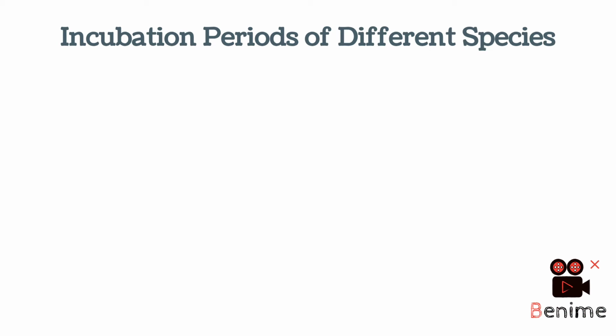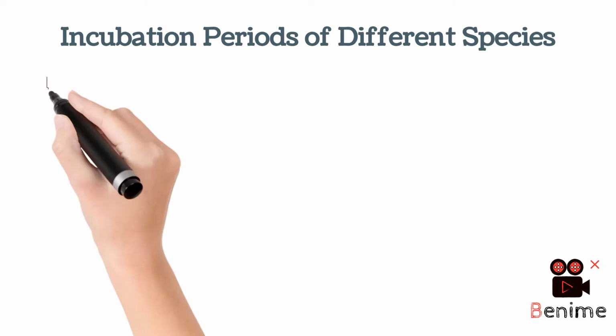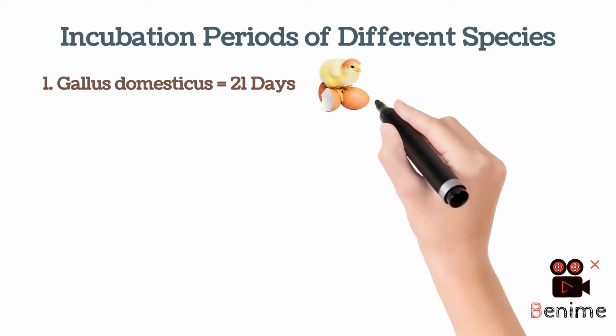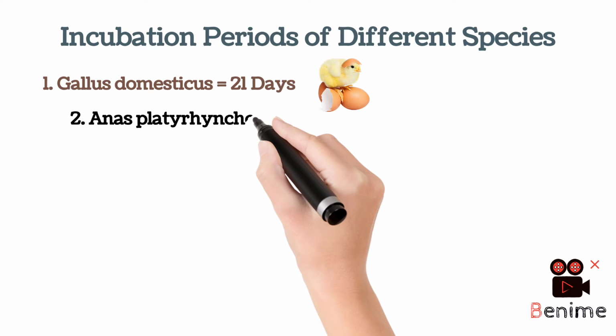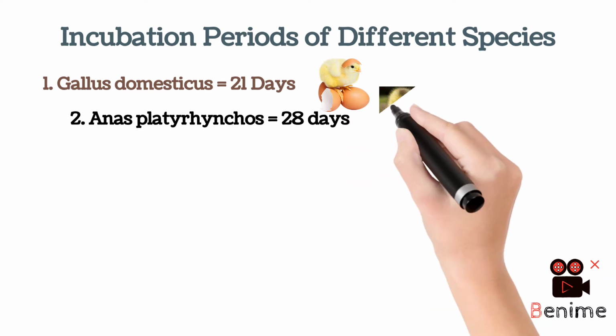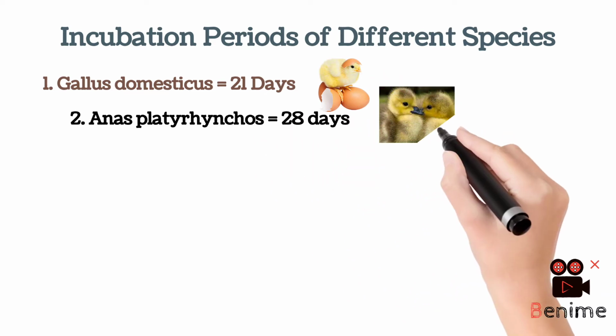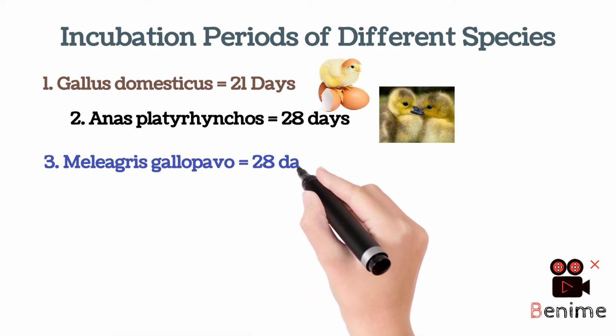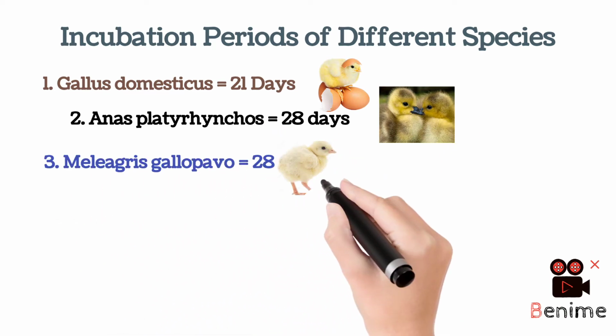Incubation periods of different species most commonly used in poultry: Gallus domesticus has an incubation period of 21 days, the incubation period of Anas platyrhynchos, or duck, is 28 days, and the third one is Meleagris gallopavo, the turkey, with an incubation period of 28 days.